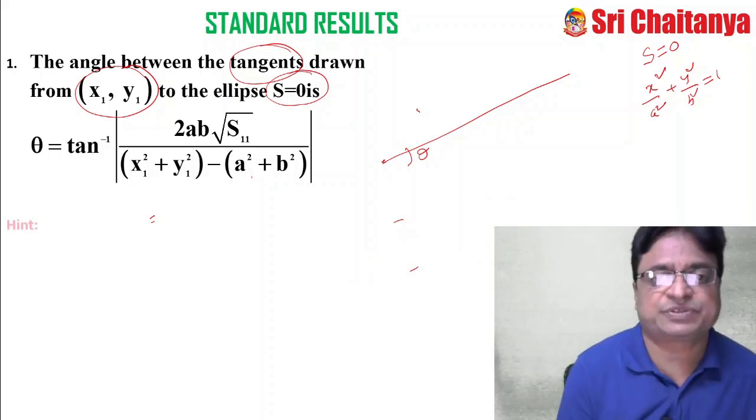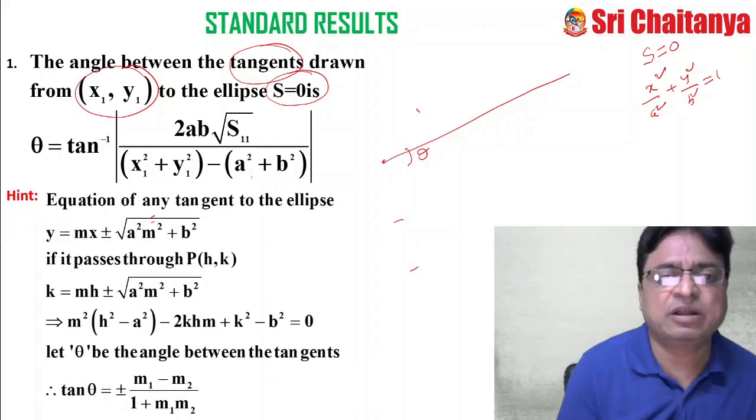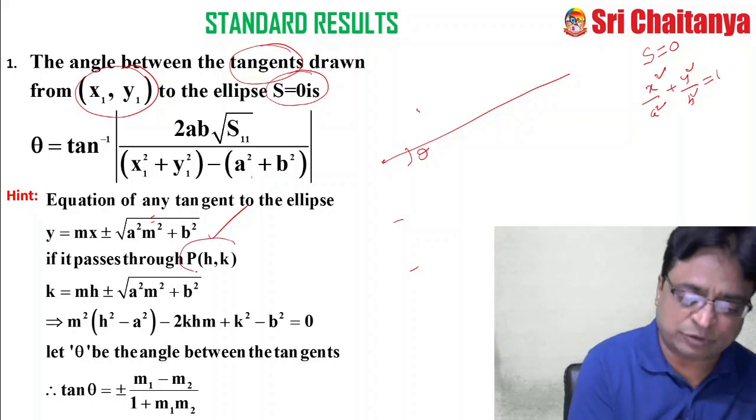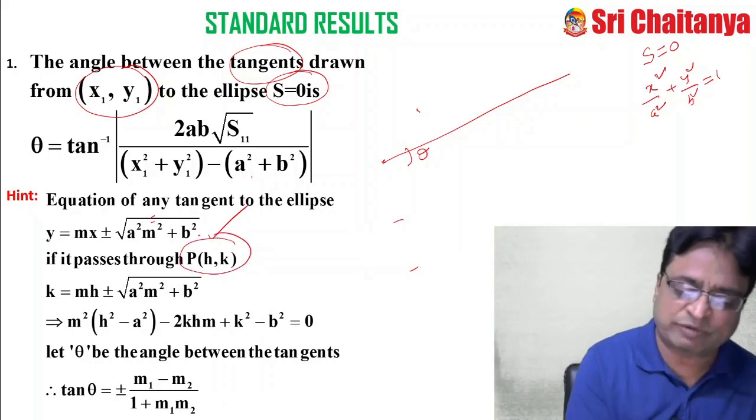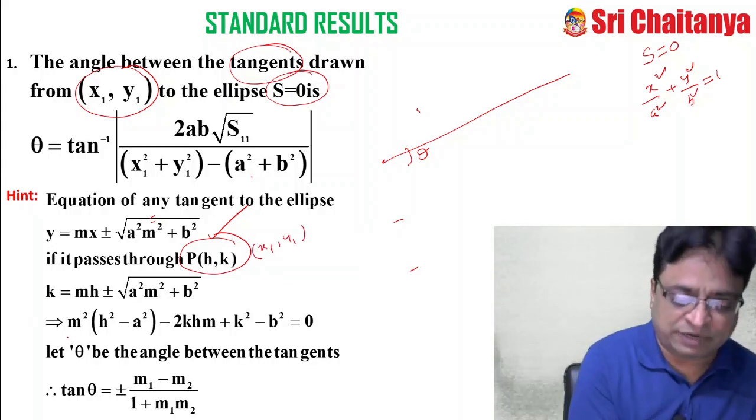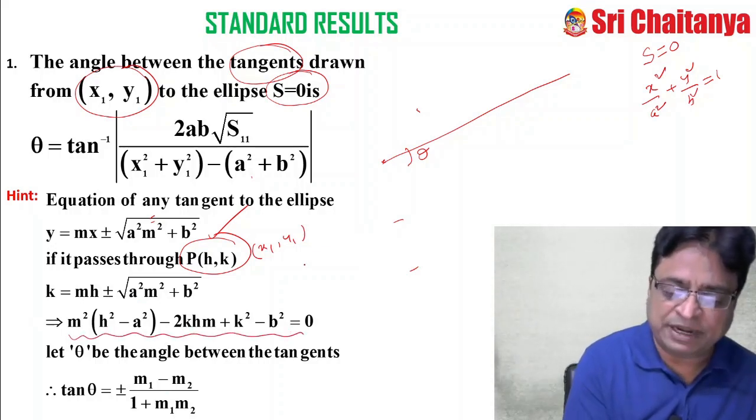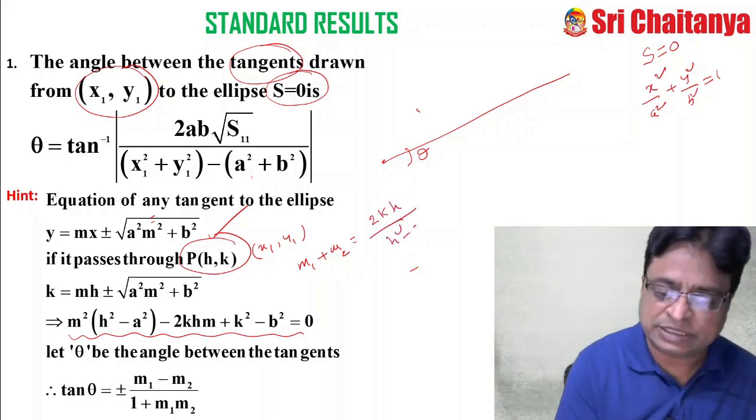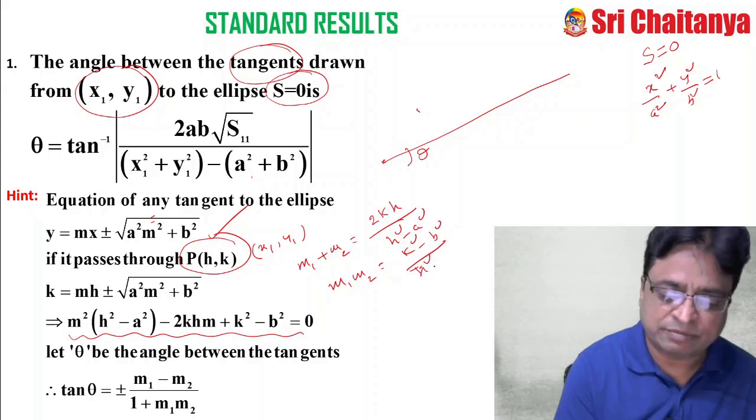Now let us watch the steps. See, this is the hint. Here also, I have taken the equation of any tangent in slope form, passing through (h, k), or you can take it as (x1, y1) instead of (h, k). So you will get a quadratic equation in terms of m only, and find m1 plus m2. What is m1 plus m2? It is minus b by a, that is 2kh by (h square minus a square). What is m1 m2, the product of the roots? It is (k square minus b square) by (h square minus a square).